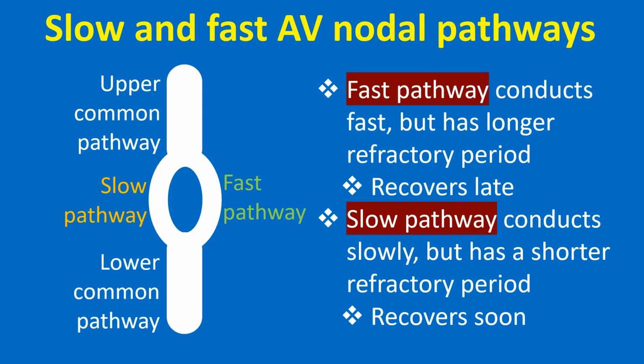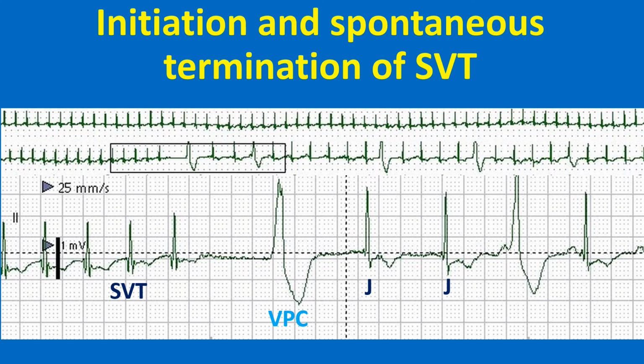Fast pathway conducts fast but has a longer refractory period, hence it recovers late. Slow pathway conducts slowly but has a shorter refractory period and recovers soon. Monitor screenshot showing spontaneous conversion of SVT to sinus rhythm.